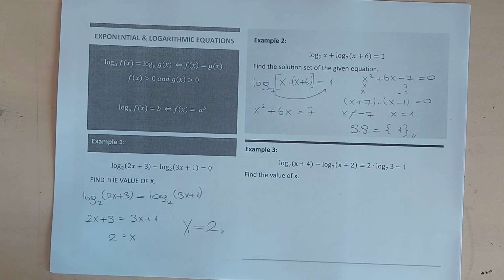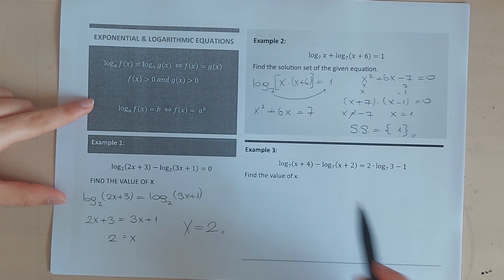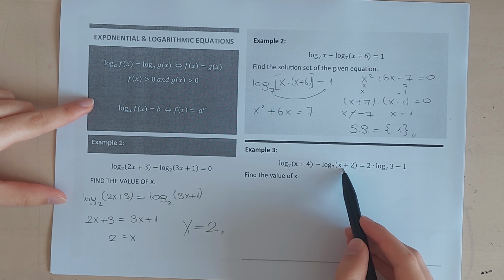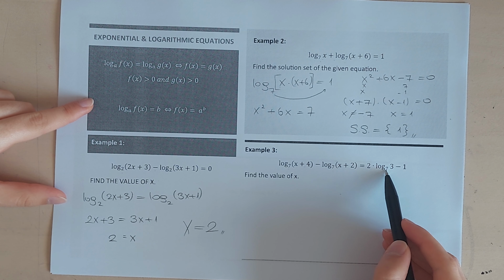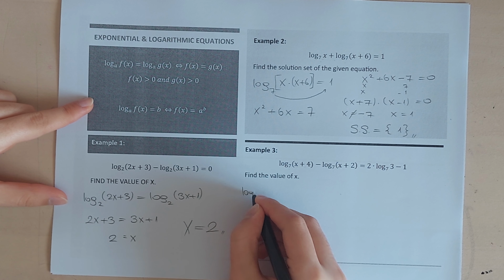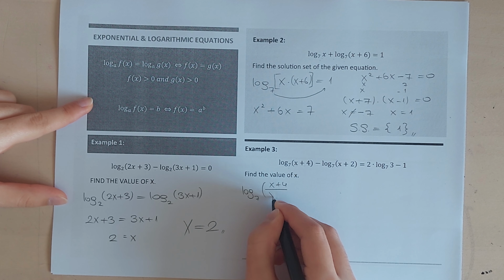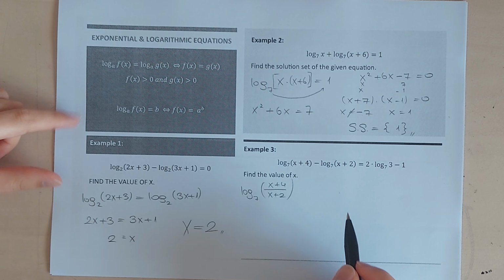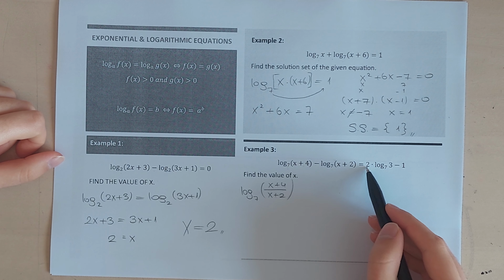Okay, example 3. Find the value of x. We are given an equation: logarithm of x plus 4 to the base of 7 minus logarithm of x plus 2 to the base of 7 is equal to 2 times logarithm of 3 to the base of 7 minus 1. I can rewrite the left side as logarithm of (x plus 4) over (x plus 2). Why is it? Because there is a subtraction between them, and I can rewrite them as a division inside of one logarithmic function.